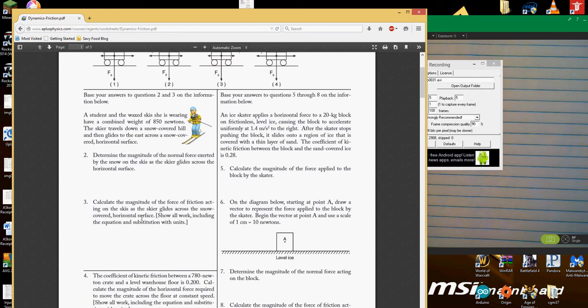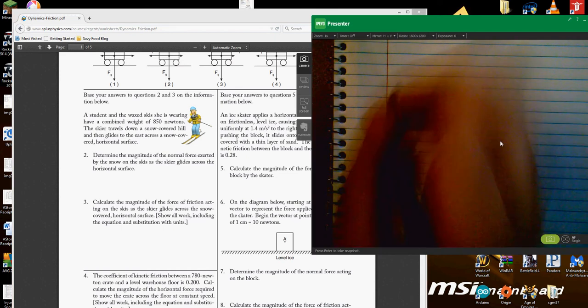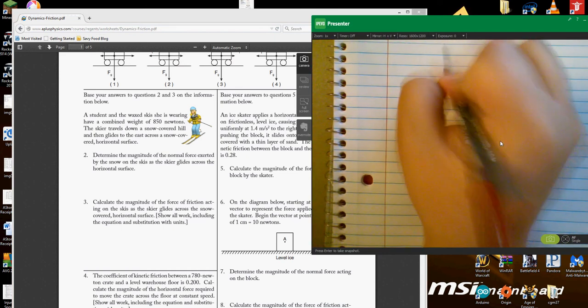Alright, question number 2. A student and the wax skis she is wearing have a combined weight of 850 newtons. The skier travels down a snow-covered hill and then glides to the east across a snow-covered horizontal surface. Determine the magnitude of the normal force exerted by the snow on the skis as the skier glides across the horizontal surface.